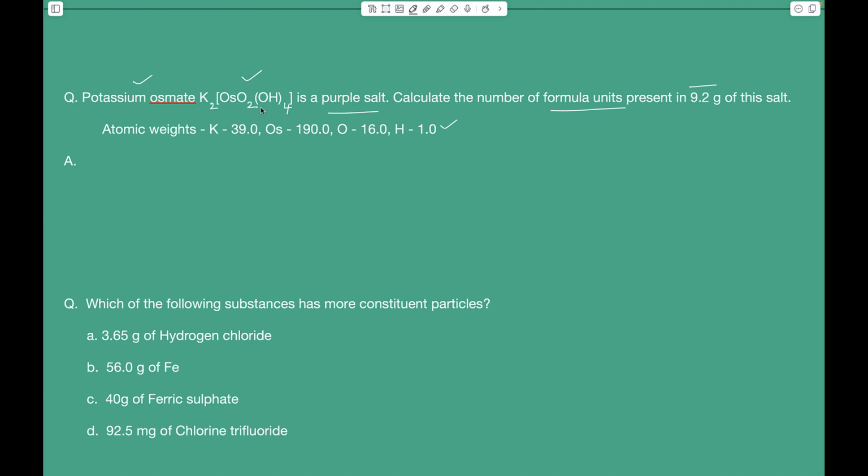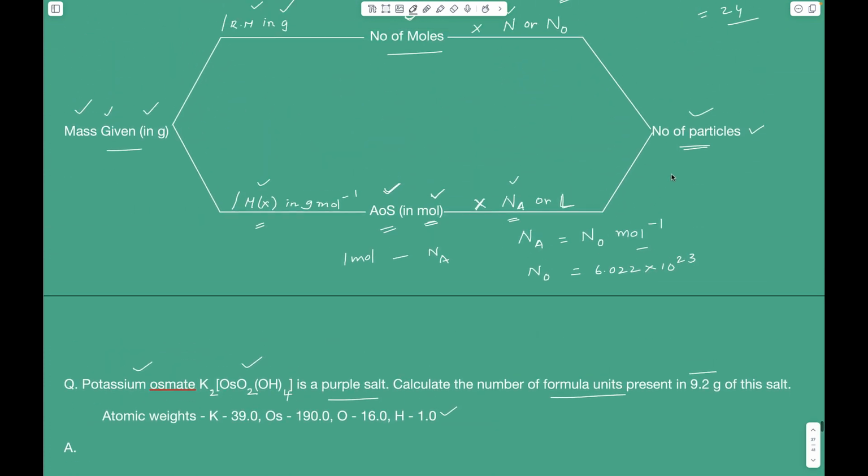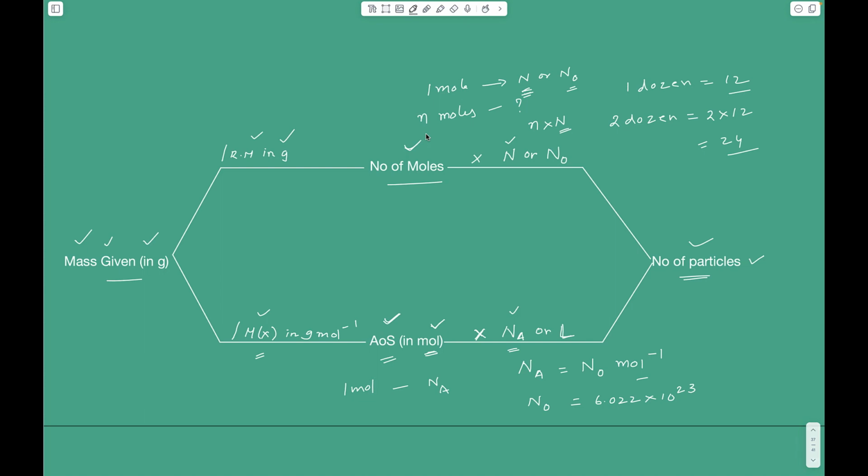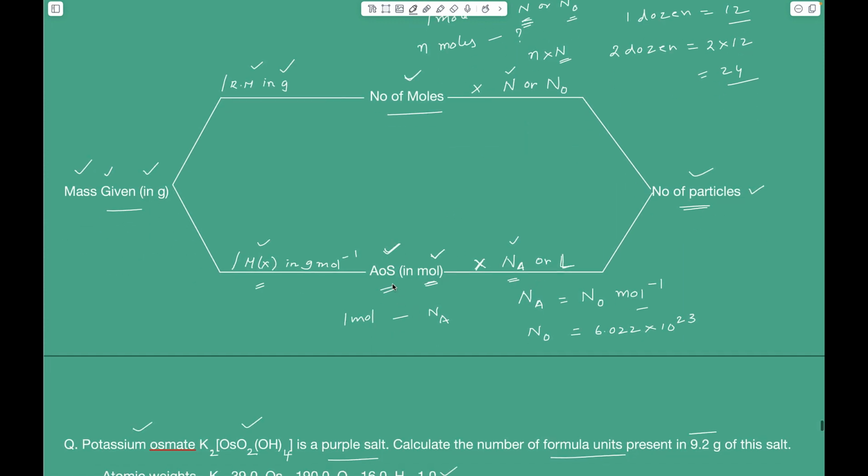How do we do this? How do we figure out the number of particles given the mass of the substance? It is a two-step process, right? First you have to figure out the number of moles or the amount of substance. Then you have to multiply the number of moles with Avogadro's number, or if you have amount of substance, you have to multiply it with Avogadro's constant. Both mean the same. You would get the same answer.